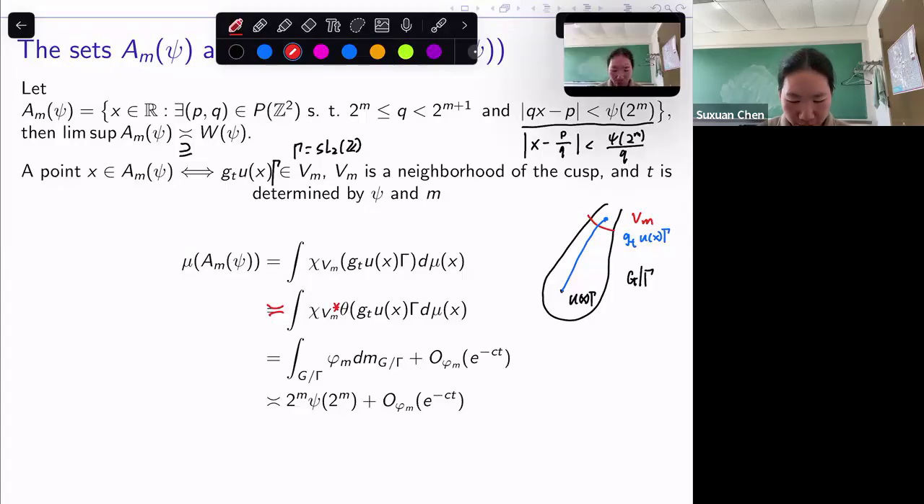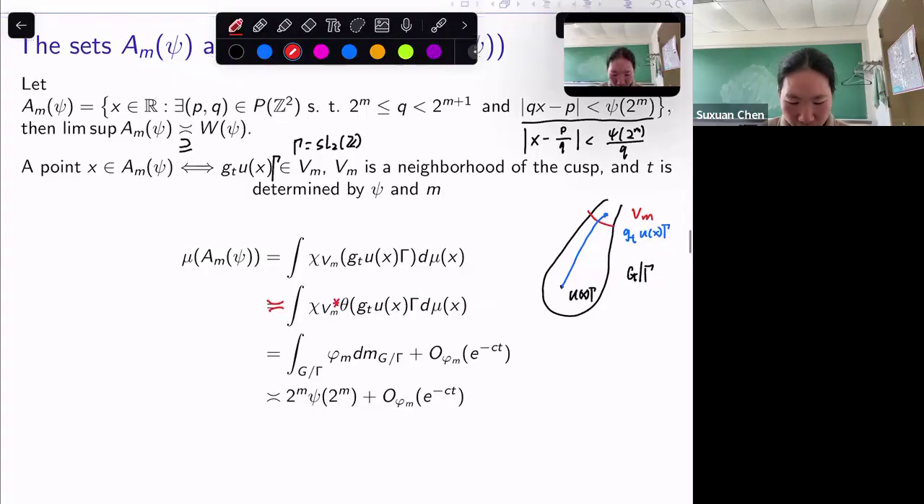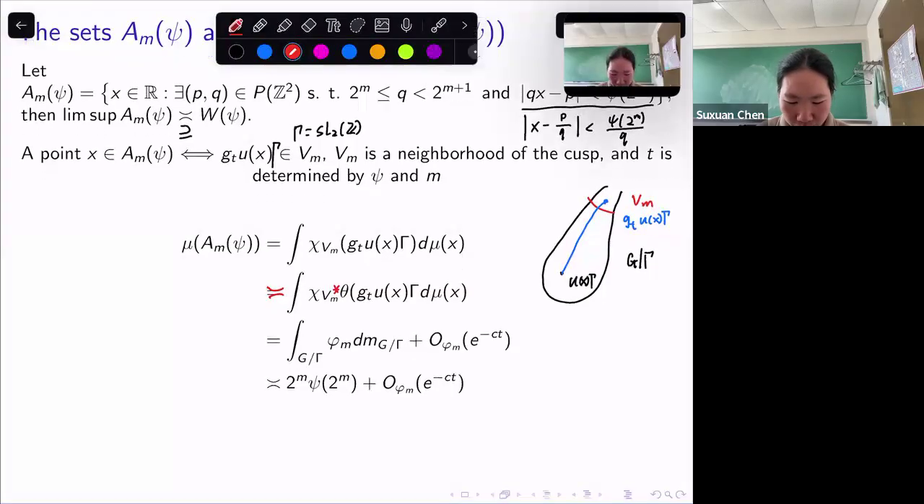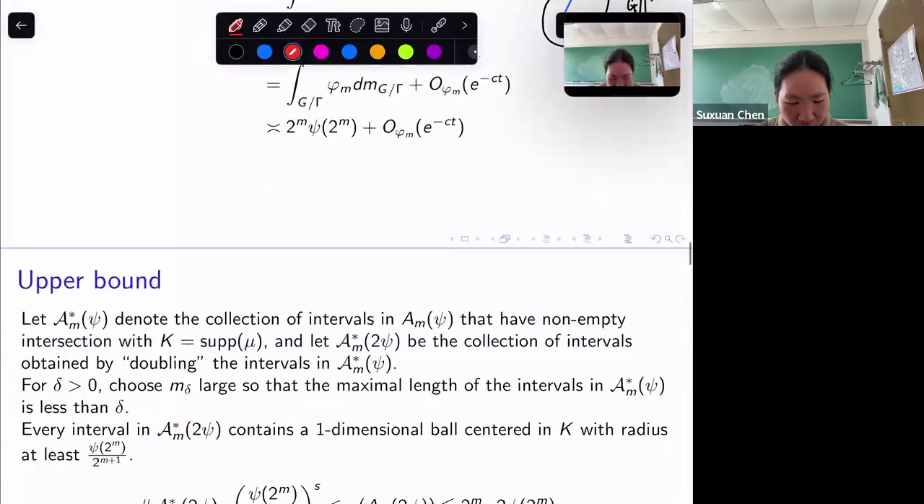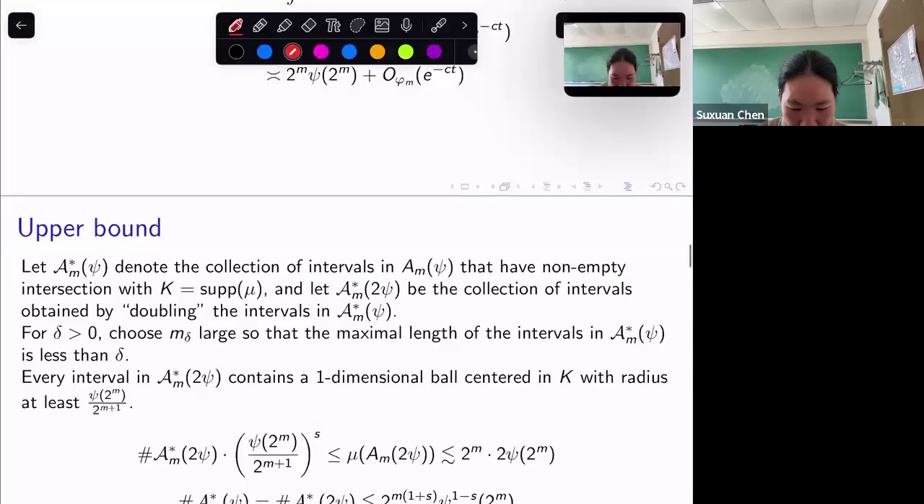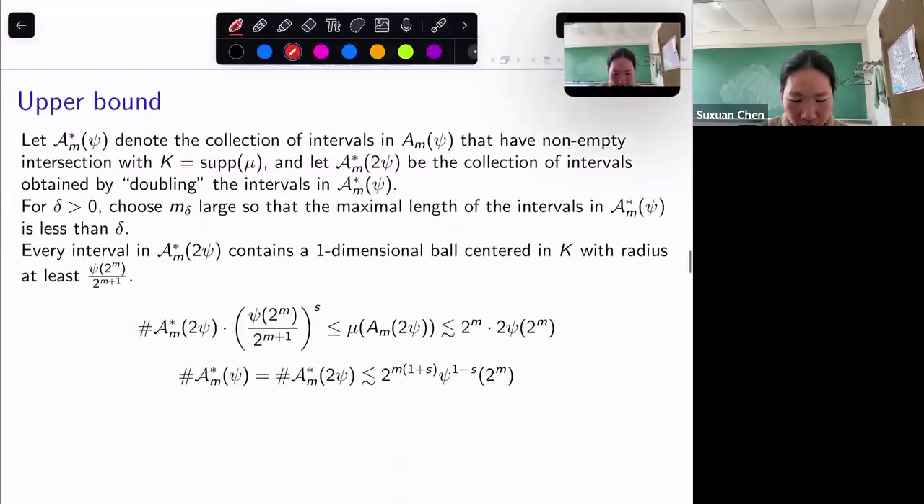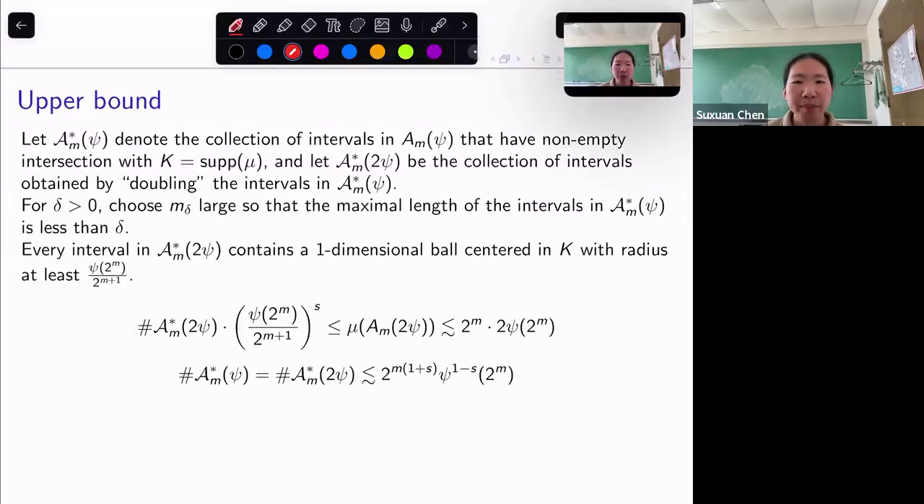Okay, so we just used the effective equidistribution result to get a measure estimate of AM psi. And now we are able to use this measure estimate of AM psi to give an upper bound of the Hausdorff dimension of W psi intersect with a self-similar set.